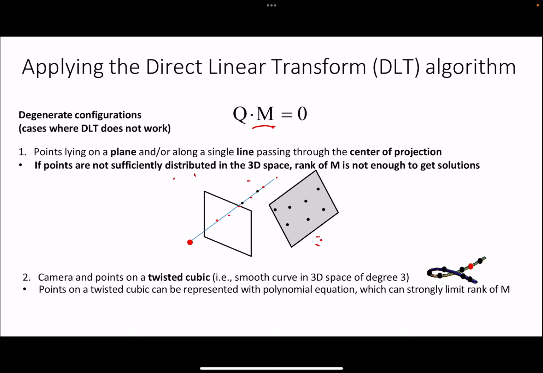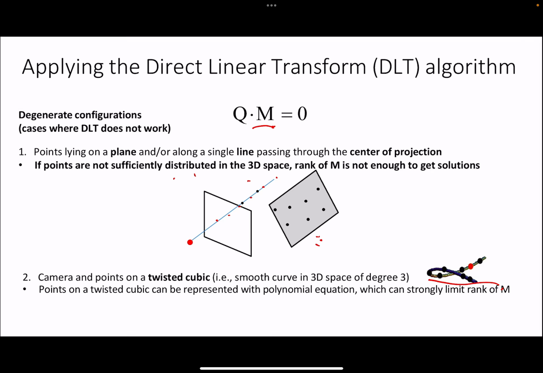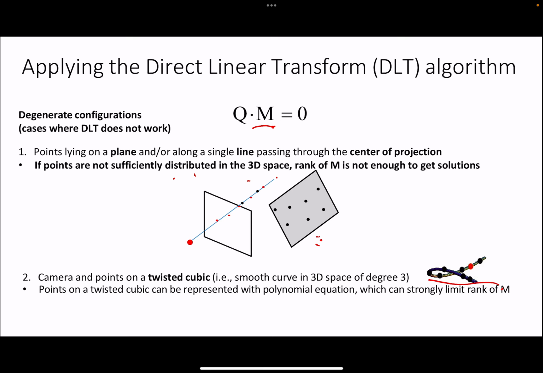We need more points. Camera points on a twisted cubic are also a case where DLT does not work. Points on a twisted cubic can be represented with a polynomial equation, which can strongly limit the rank of M. So these are corner cases where DLT does not work.